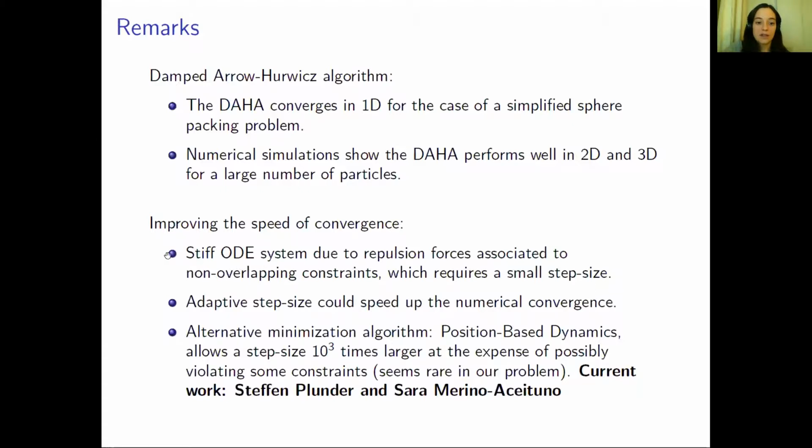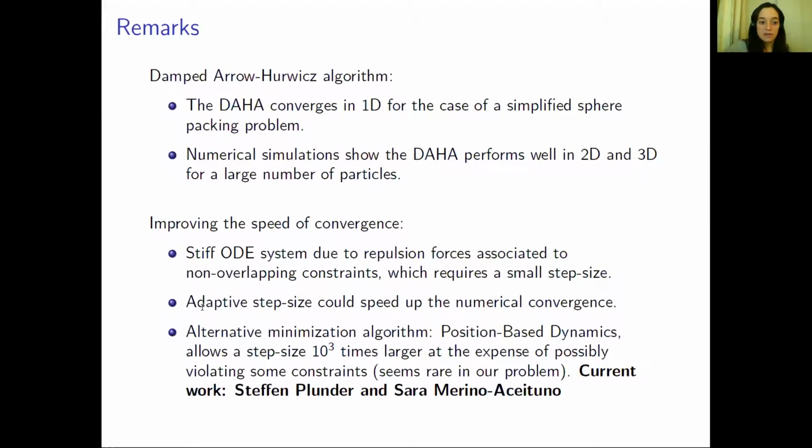because these contact problems are associated to stiff ODE systems, typically due to the repulsion forces associated to the non-overlapping constraints. So these lambdas, in some situations, are actualized very fast compared to the energy. And therefore, this may lead to numerical instability, which requires a small step size.